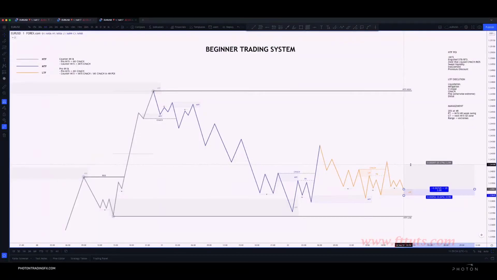Then what we would do is work out where 4R is, and then basically we would partial out 20% of our volume if price gets to here, so that we are then net break even if price was to come down and stop us out.